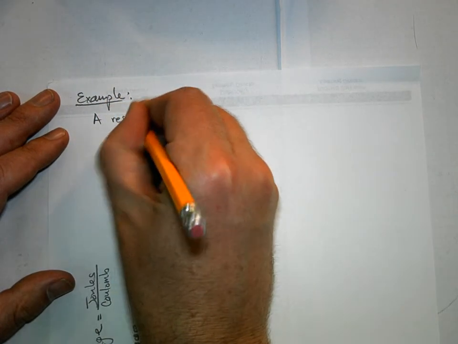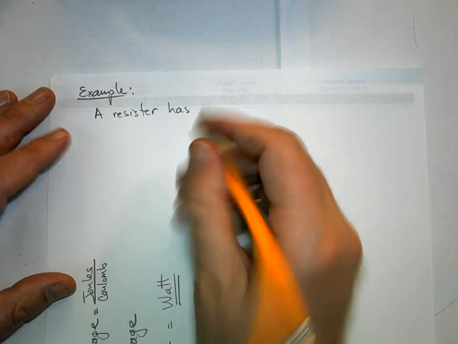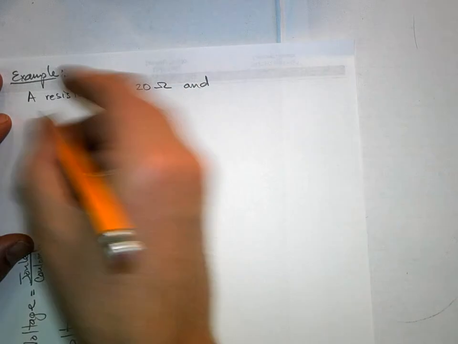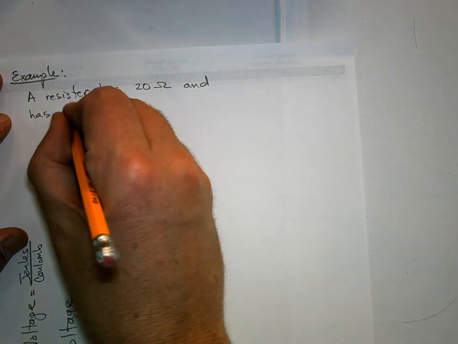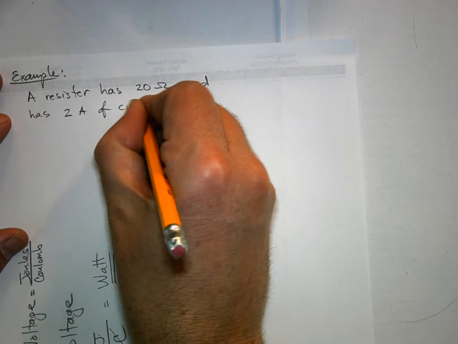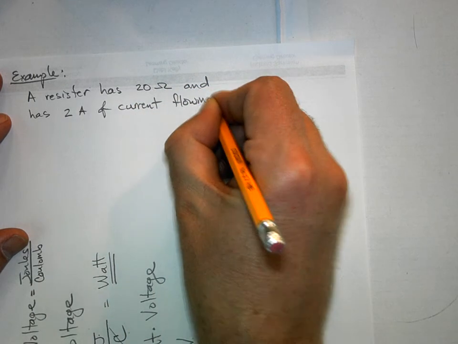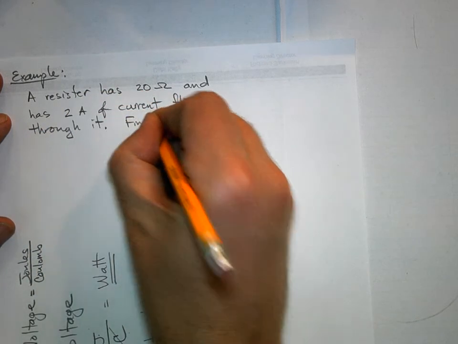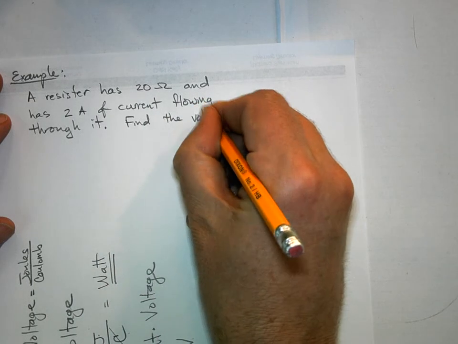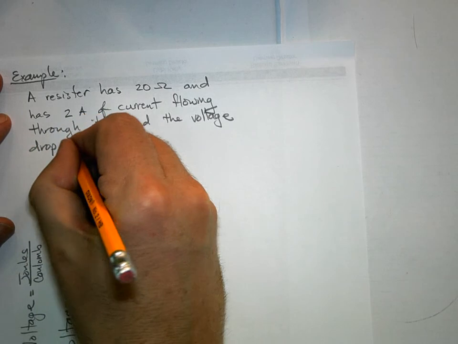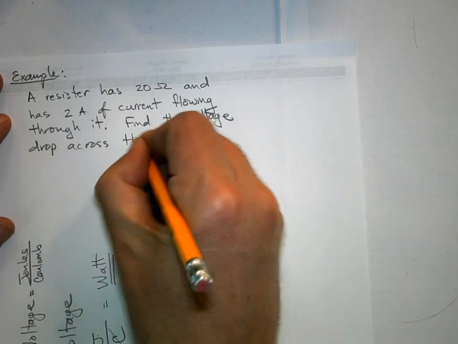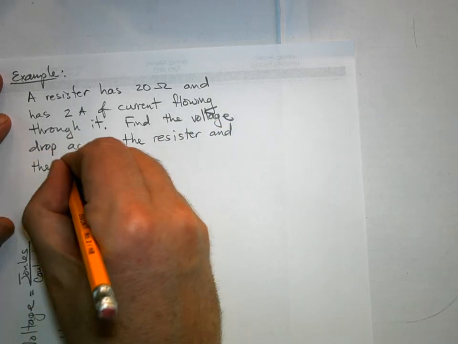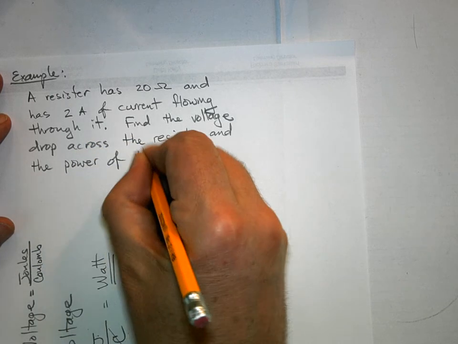A resistor has 20 ohms and has 2 amps of current flowing through it. Find the voltage drop across the resistor and the power of the resistor.